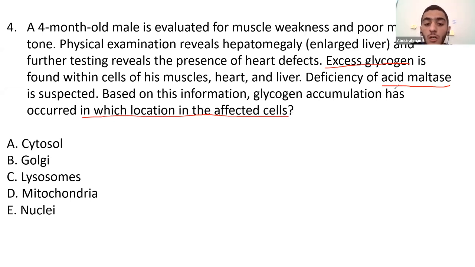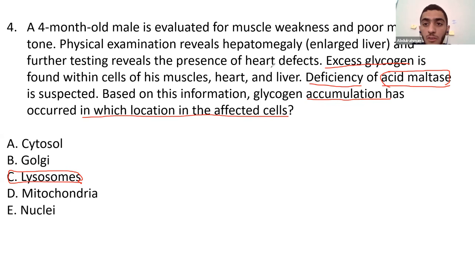Okay, so the main point here is the acid maltase enzyme. Acid maltase is an example of a hydrolytic enzyme. Anything that's breaking down this stuff is gonna be found inside the lysosomes. So we're talking about a deficiency in this enzyme, basically a deficiency in all of the lysosomal enzymes. So the glycogen would go to the lysosomes and it can't be broken down in the lysosomes, which would lead the answer to be C, the lysosomes. Clear? So it's a deficiency in the lysosomal enzyme. So glycogen can't be broken down in the lysosome. So it will accumulate as inclusions in the lysosome, which is going to be the answer.